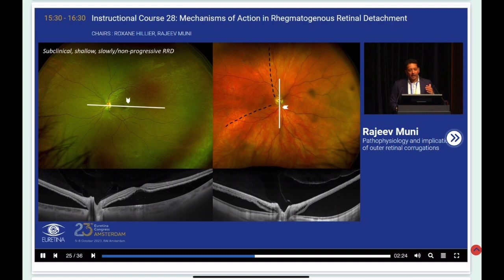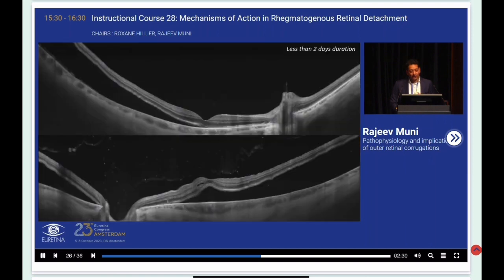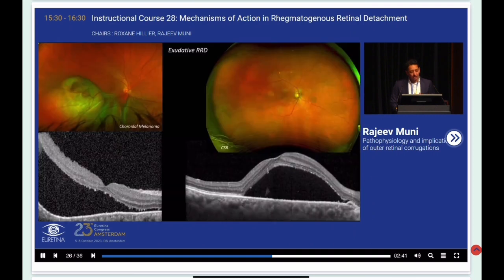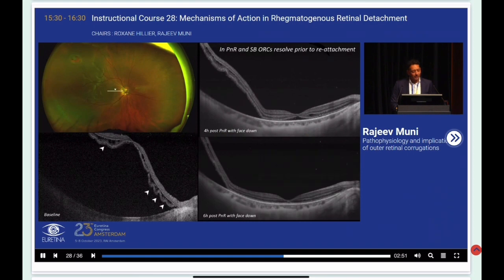What about chronic, shallow, subclinical detachments? We also don't see outer retinal corrugations in these cases because the fluid is different. Also, it takes time. So if you have a bullous extensive detachment, you won't get corrugations until after 2 days. And this is related to changes in the elasticity of the outer retina that happen over time. What if you have a bullous detachment that's exudative? You also will not get corrugations. Again, the nature of the fluid is very different.